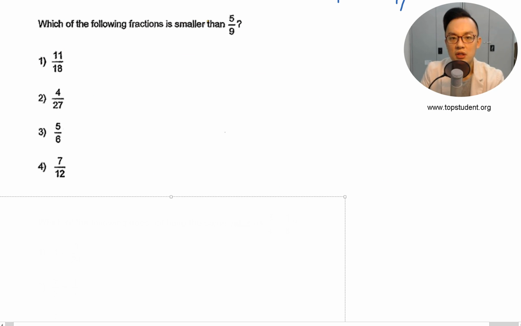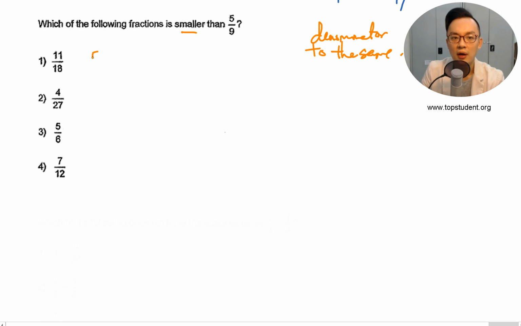Which of the following fractions is smaller than 5 over 9? So whenever you see this kind of smaller than, bigger than, you need to change the denominator, which is the bottom part, to the same. Alright, to the same as this. So 18, so you need to take 5 over 9 times 2 over 2 equals 10 over 18.